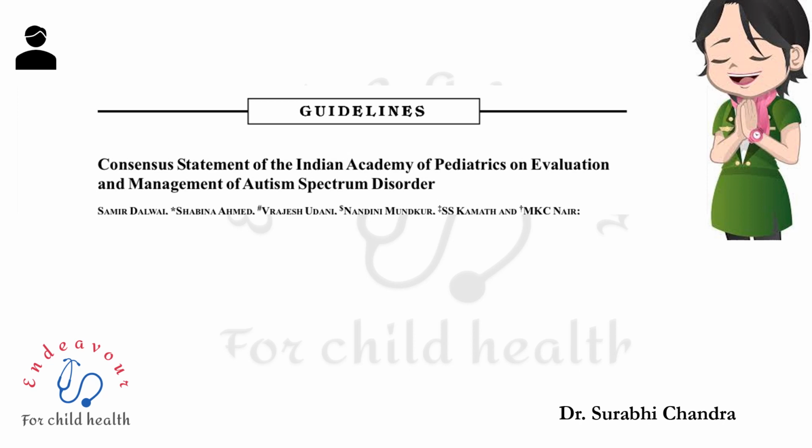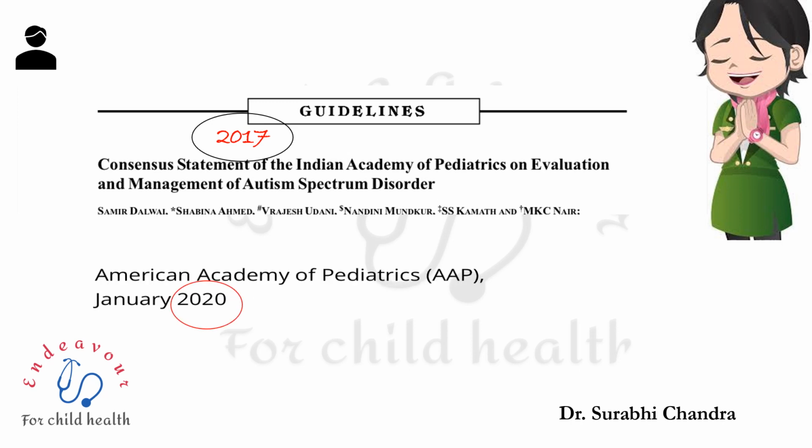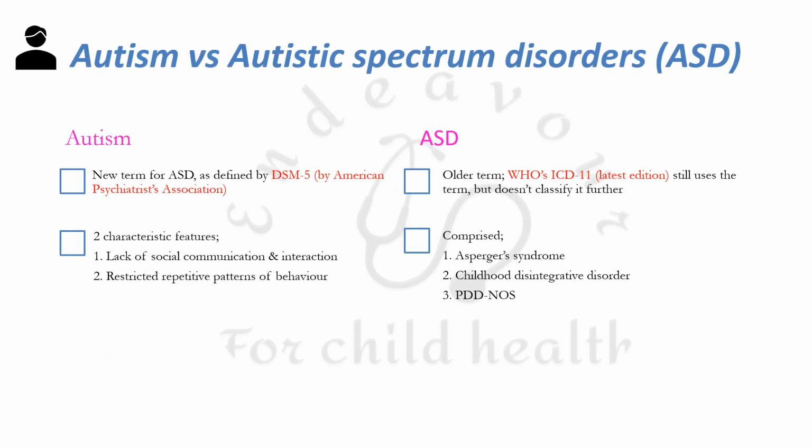These guidelines were, however, published in the year 2017, that is the pre-COVID era. So I have included the important recommendation made by the American Academy of Pediatrics in January 2020. I think all general pediatricians and everyone must be aware of this pertinent disease which we are facing an upsurge of. So basically, what is the difference between autism and autistic spectrum disorder?